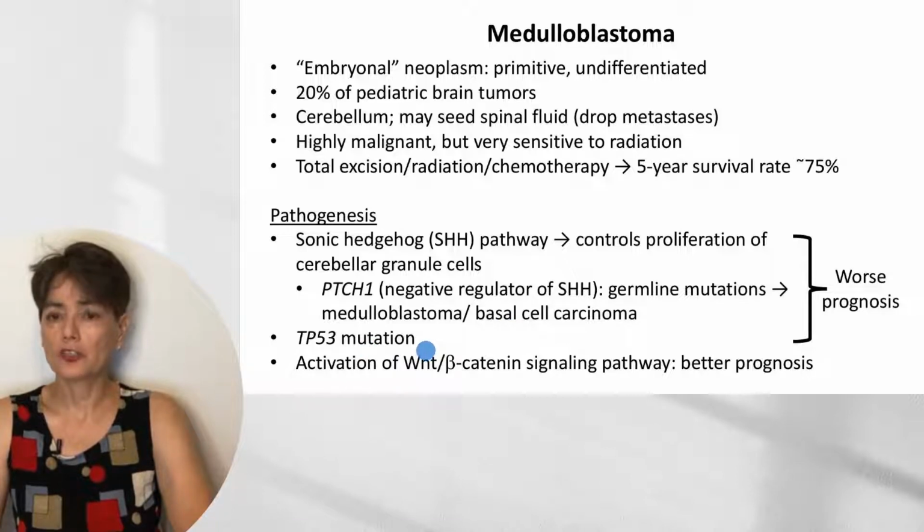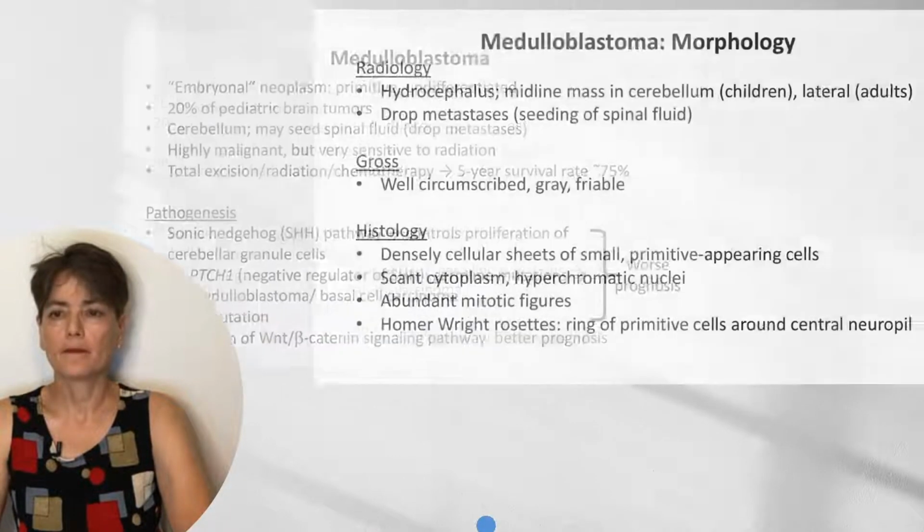TP53 mutation can also be seen in medulloblastoma. And then the third pathway is activation of Wnt and beta-catenin signaling pathway. And of these three pathways, sonic hedgehog and TP53 are associated with a worse prognosis. The Wnt signaling pathway has a better prognosis.